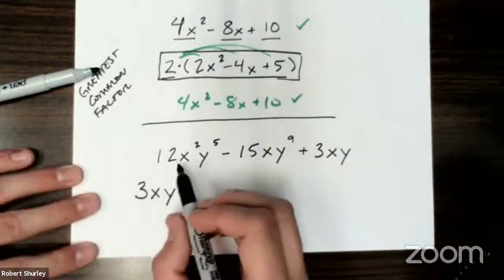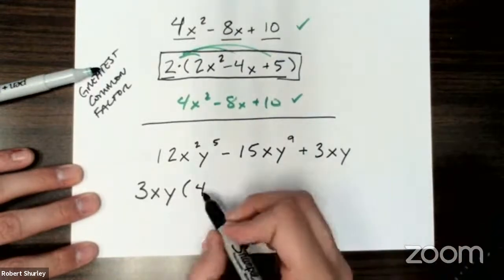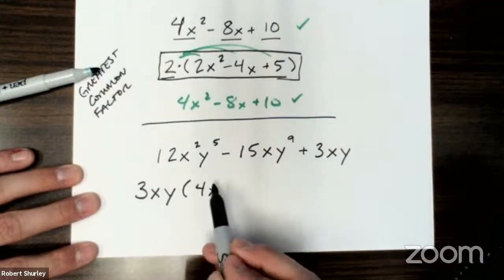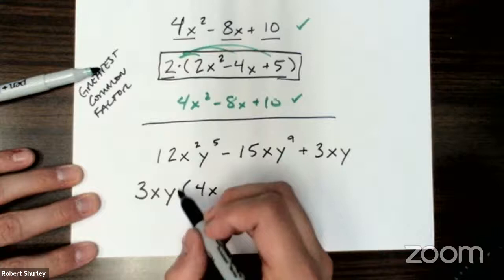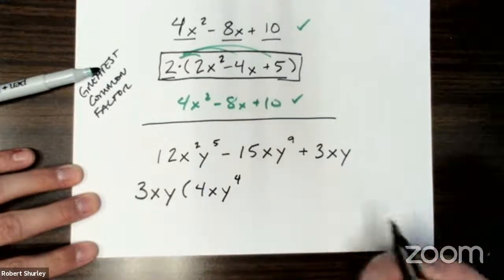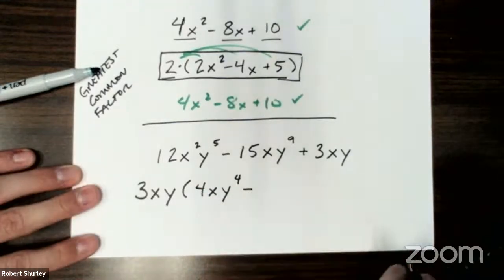So let's look at the first term. If we divide the 12 by 3, we get 4. X squared, we take an x out, we're left with x. And notice, 3 times 4 is 12. X times x gives me x squared. You can kind of check this along the way. If I divide a y out of the y to the fifth, I get y to the fourth, right? Y times y to the fourth, y to the fifth. Boom. I've got my first term.